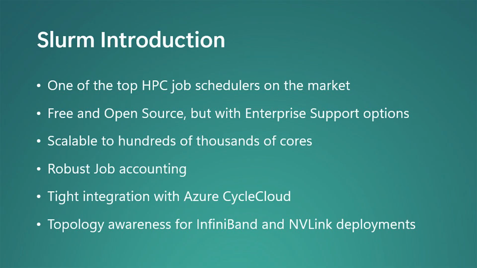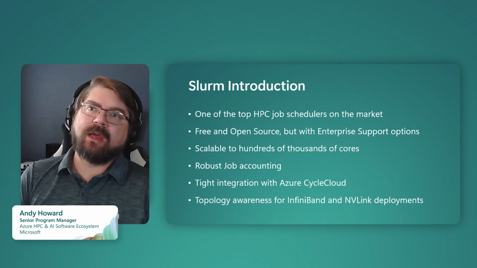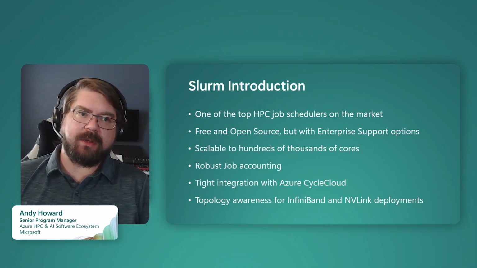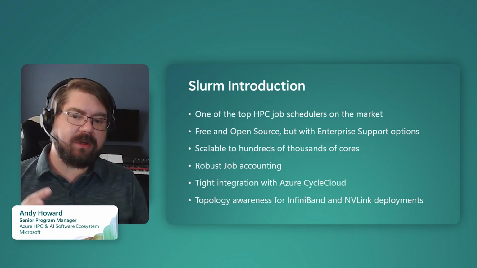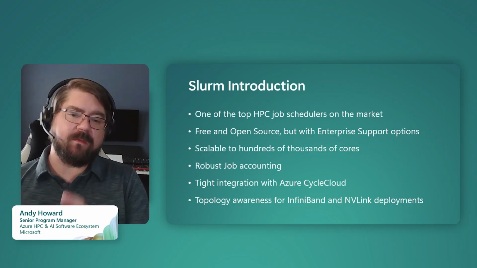And then finally, one of the big things, especially with the rollout of some of our latest GPU SKUs, topology awareness for both InfiniBand and NVLink deployments. With the advent of GB200s and future generations of NVIDIA GPUs, that additional topology awareness for NVLink is really, really becoming critical. And not just in terms of the job scheduling, but also in terms of how we actually deploy and allocate the VMs on the Azure side. So that tight integration is really critical for most of our customers.